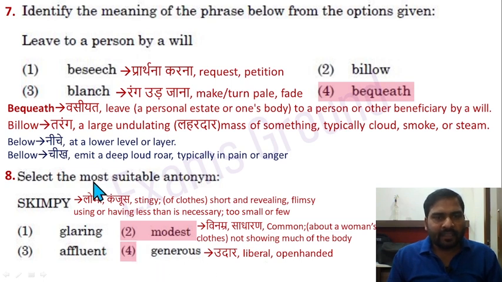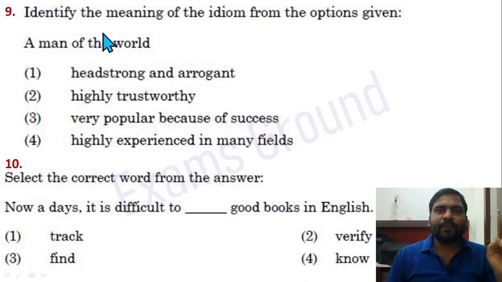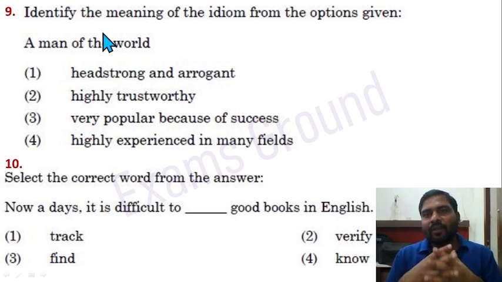Okay, but it is asking for suitable antonyms, then you have to choose the closest one, and modest is the given answer. Option in the answer key is given as modest, option 2. And glaring means shining or chamakdar, and affluent means dhani, samrid, wealthy, blessed. Question 9. Identify the meaning of the idiom from the options given.